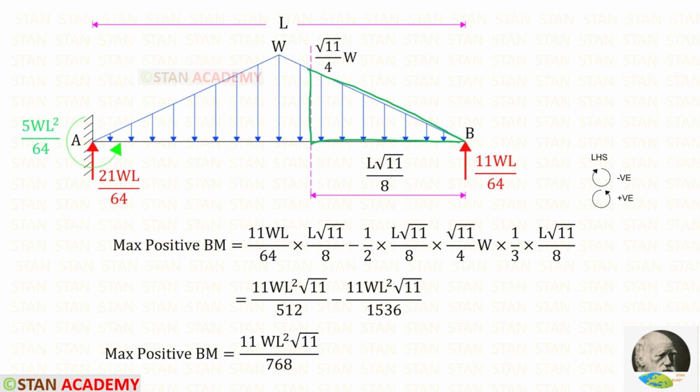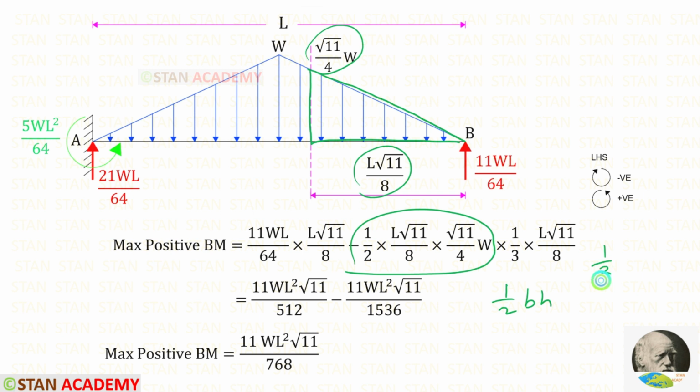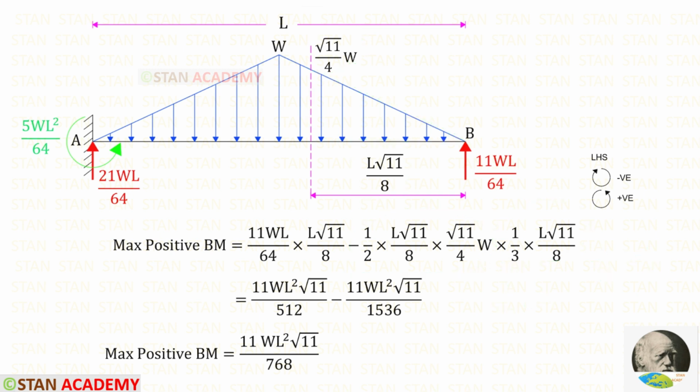We know the area formula of a triangle, half into BH. For this triangle, this is the breadth and this is the height. So this is the area, and the formula to find the centroid distance towards the left is 1 upon 3 into B. So 1 upon 3 into L root 11 upon 8. After the simplification, for the maximum positive bending moment, we will get 11 WL square root 11 upon 768.